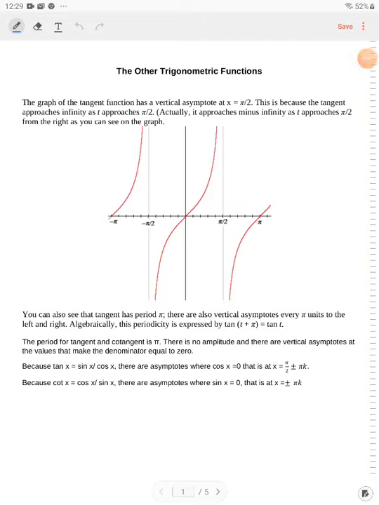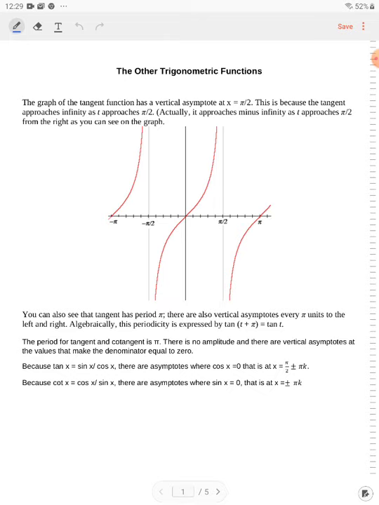In this video, we will look at the other trigonometric functions: tangent, cotangent, secant, and cosecant. Now, if you notice, tangent has vertical asymptotes at negative pi over 2 and pi over 2. And that's because tangent is defined to be sine over cosine. So wherever cosine is 0, 1 over 0 would be undefined.